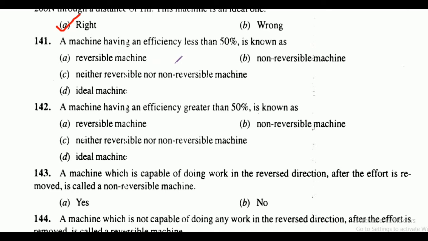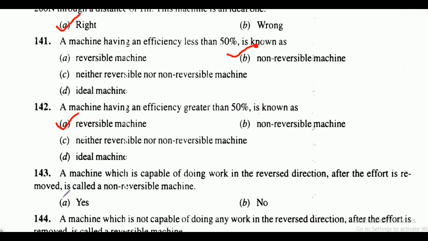Next, question 141. A machine having an efficiency less than 50% is known as reversible machine or non-reversible machine, neither reversible nor non-reversible machine, ideal machine. Here friends, correct answer is option B, that is non-reversible machine. Next is, a machine having an efficiency greater than 50% is known as, here friends, these are the options, and here correct answer is option A, that is reversible machine.